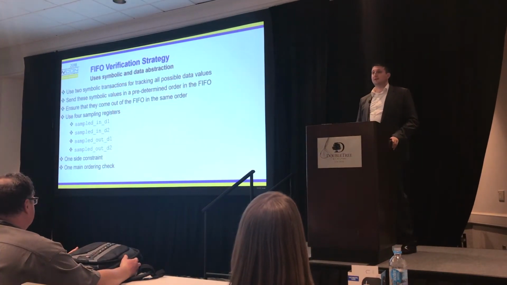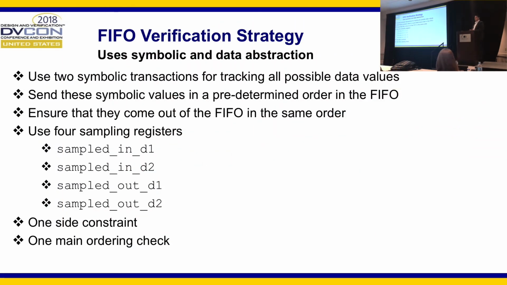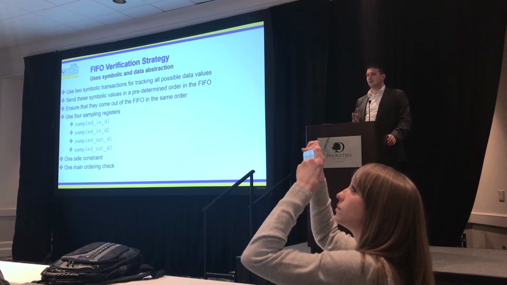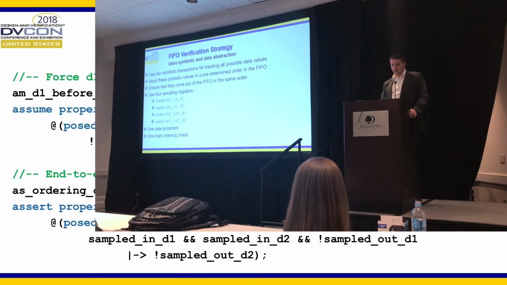But if we start implementing some checks, let's say we talk about an order check, and I'm just going to quickly introduce some basic abstraction here. What we're going to do here is take two values, which can be any value at all. They're just used as samples. And I want to make sure that I sample data 1 and data 2, and that they exit the FIFO in the same order. And for this, I can write an ordering check.